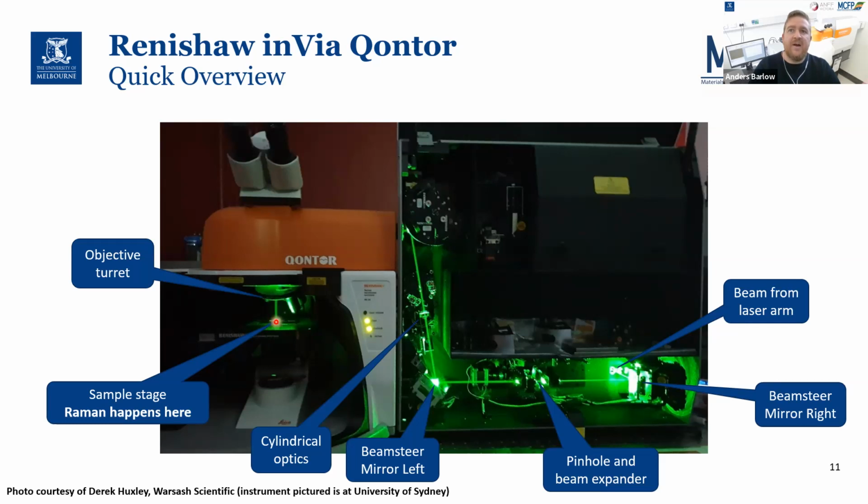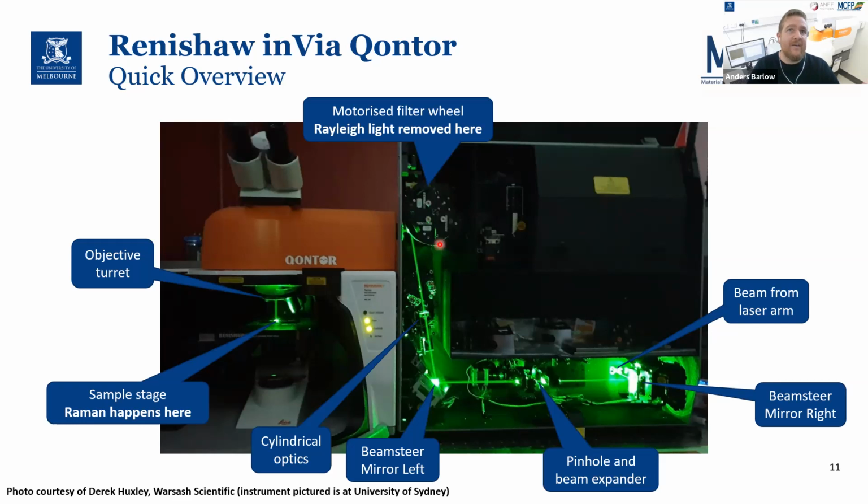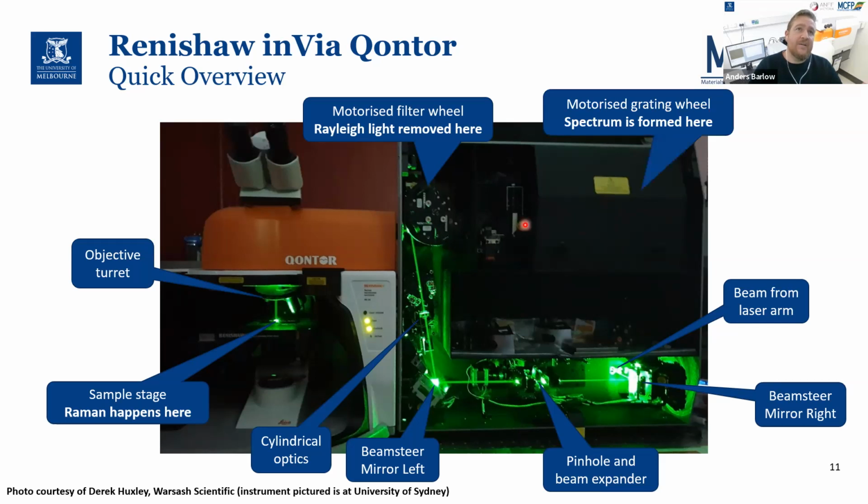And then your scattered light comes back up through the objective, passes through the filter wheel here. And this filter wheel is the part that removes the Rayleigh scattered light, allowing only the Raman scattered light to pass into the spectrometer here. The grating is mounted just up inside of here, and this is where it actually creates the spectrum for the instrument, passing it then out through the side of the instrument to the detector, where the spectrum is ultimately detected and presented to you.